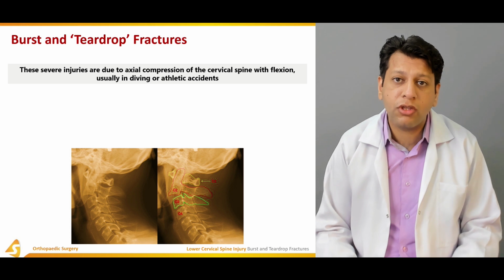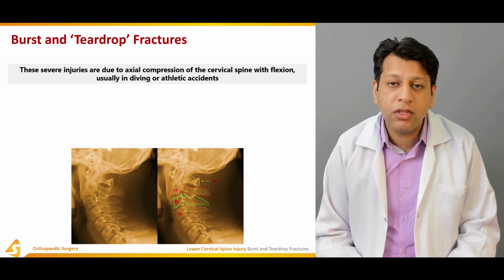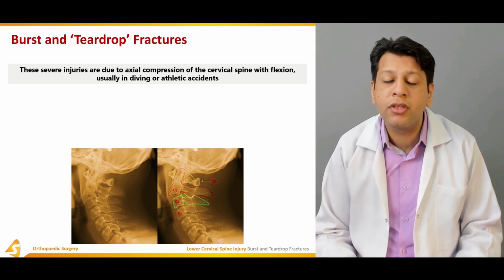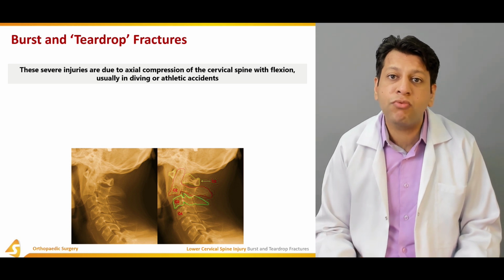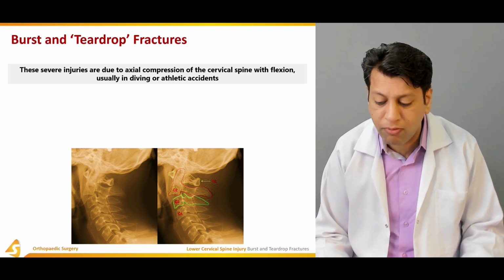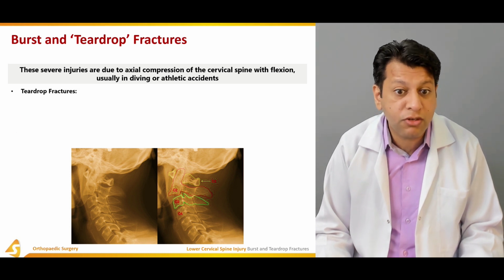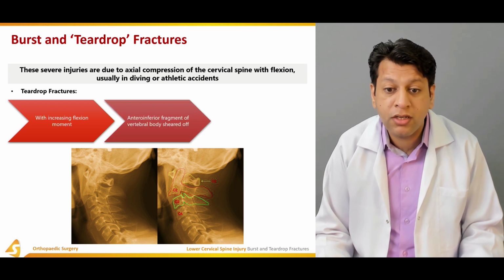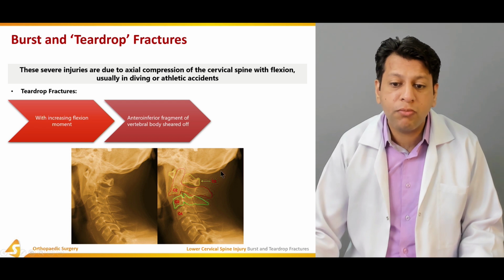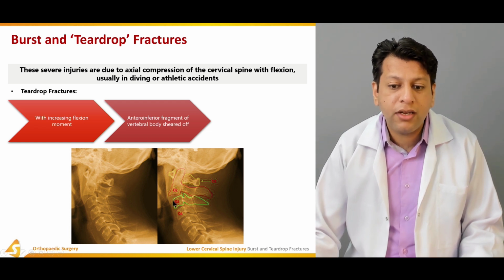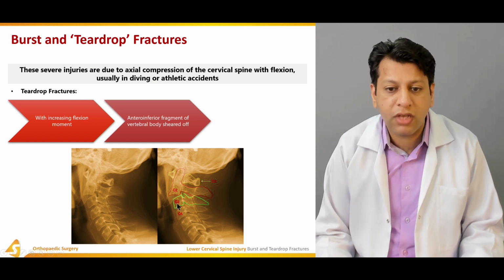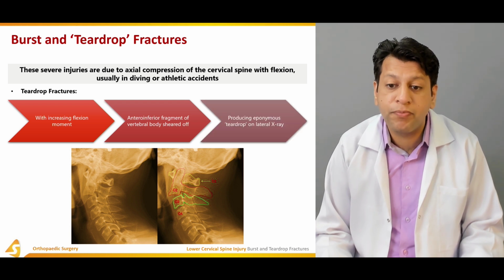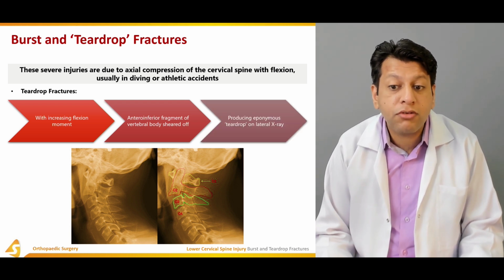Now axial load is occurring in both of them. In one, there's axial loading only, which leads to a compression type of injury. In the second type, this axial load leads to compression as well as forward flexion of the vertebra, leading to a teardrop type of fracture. Now when we come to teardrop, as I told you, it occurs with axial load compression with increasing flexion moment. Then when one vertebra rotates over another, the anterior inferior part of this vertebra is damaged, leading to an anterior inferior fragment of the vertebral body which gets sheared off, producing an eponymous teardrop on the lateral x-ray.